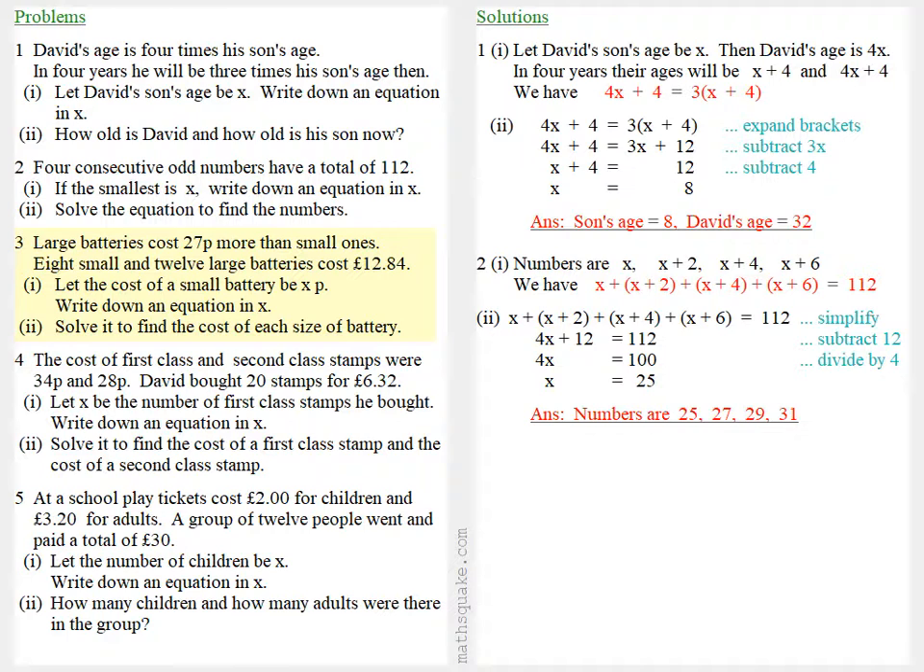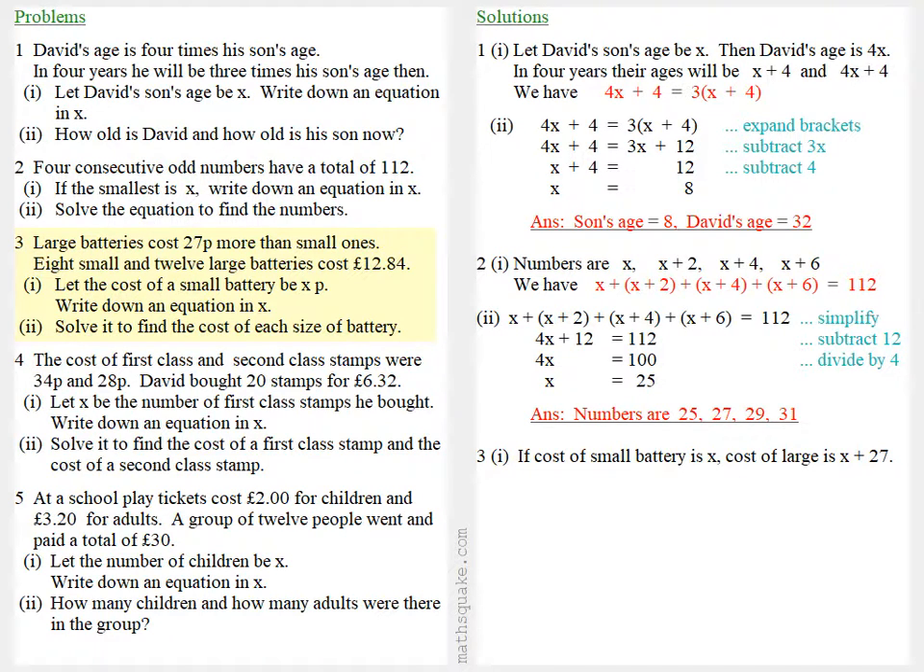In question 3, it says large batteries cost 27p more than small ones. 8 small and 12 large batteries cost £12.84. In part 1, let the cost of a small battery be x. Write down an equation in x. In part 2, we're asked to solve it and find the cost of each size of battery.